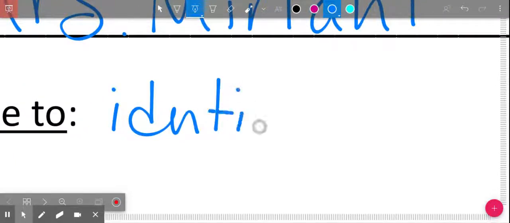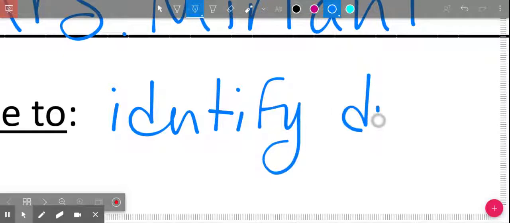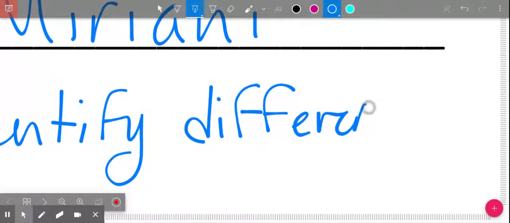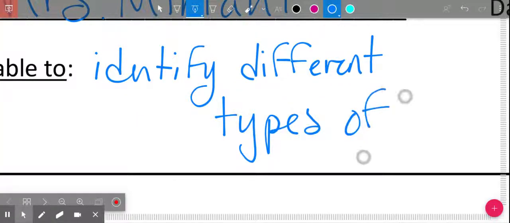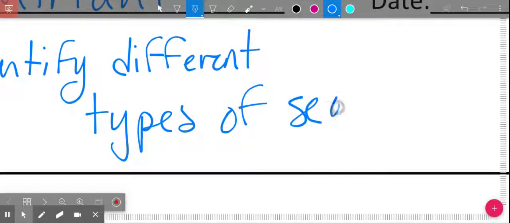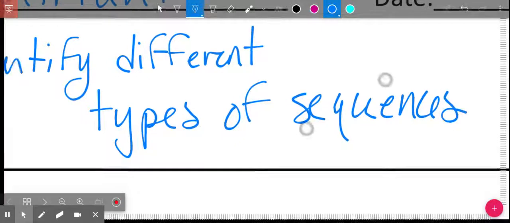identify different types of sequences. So that's going to be our goal today.